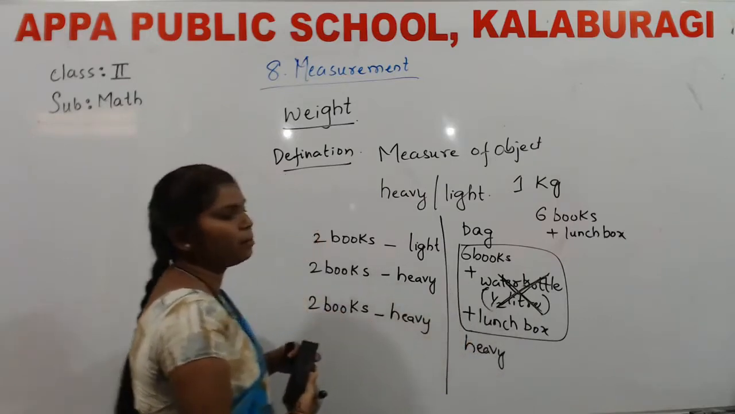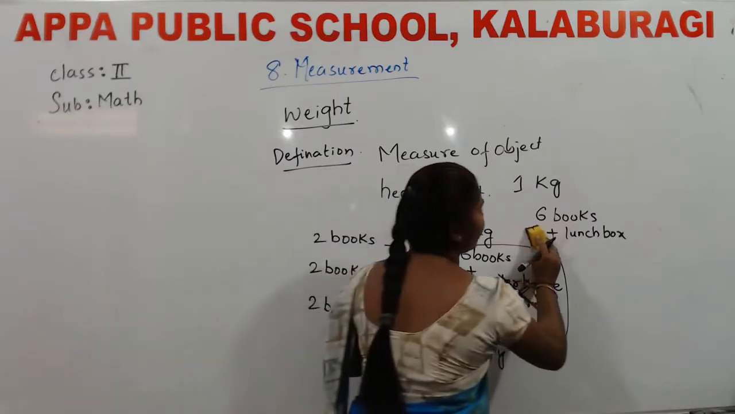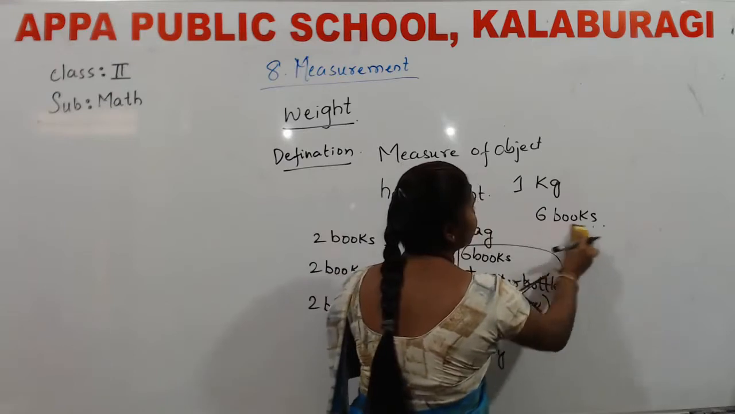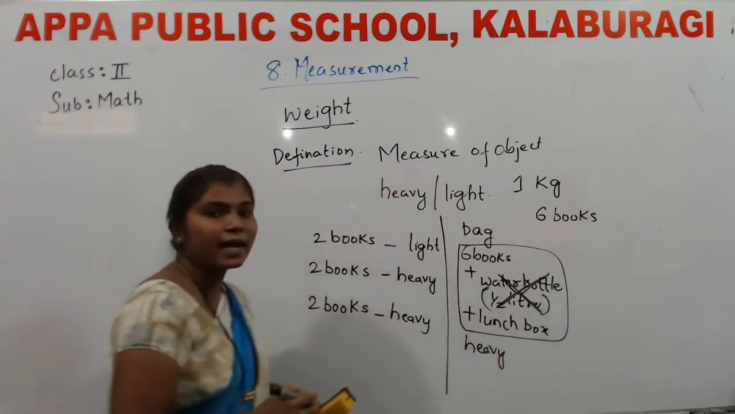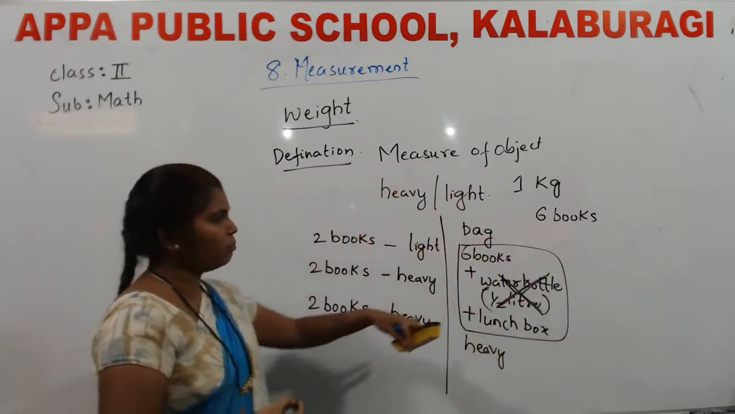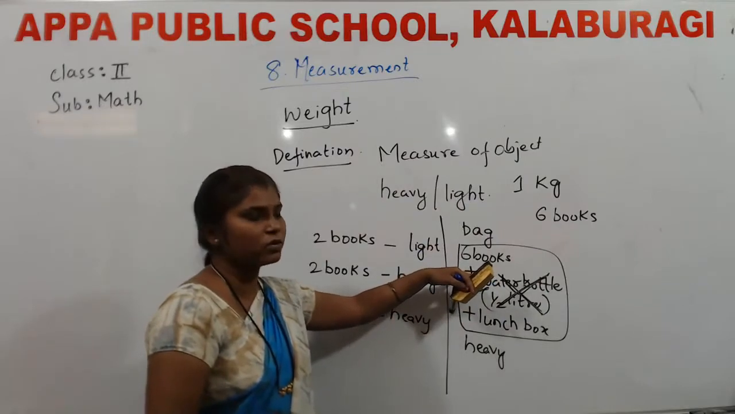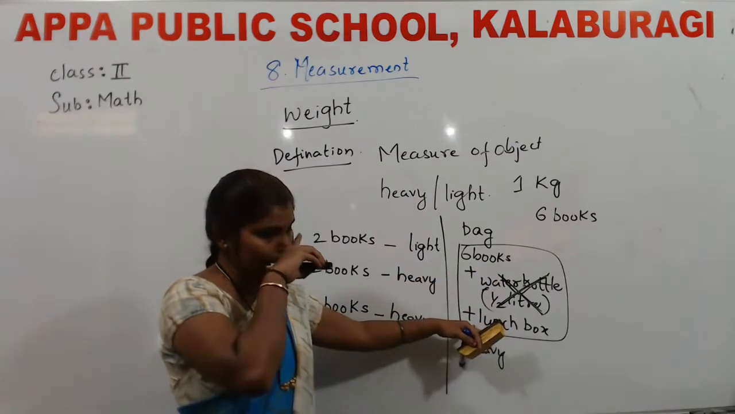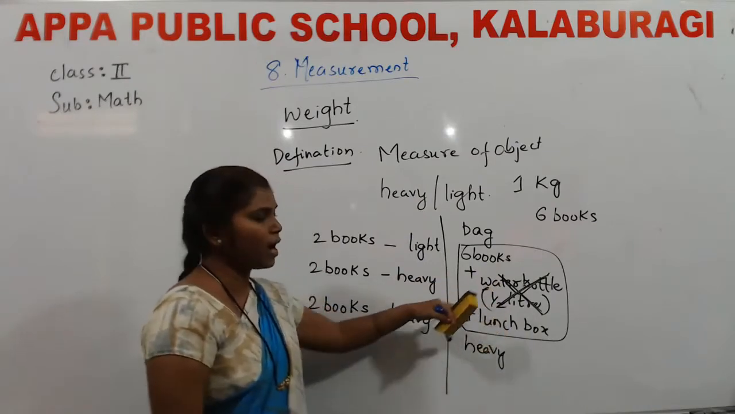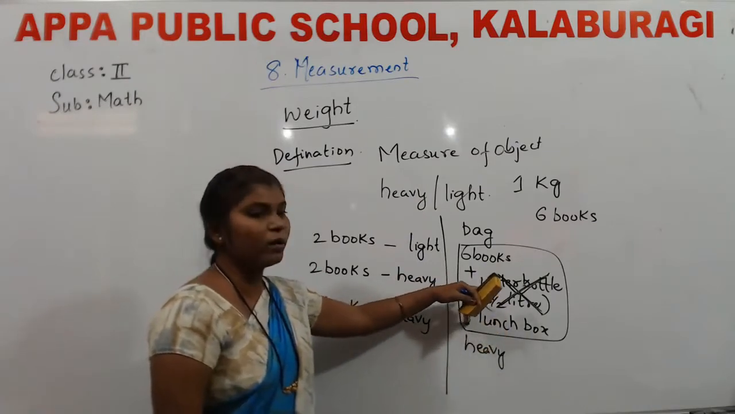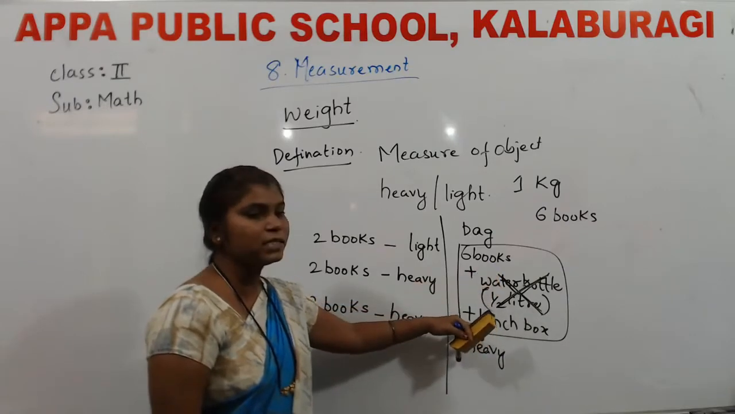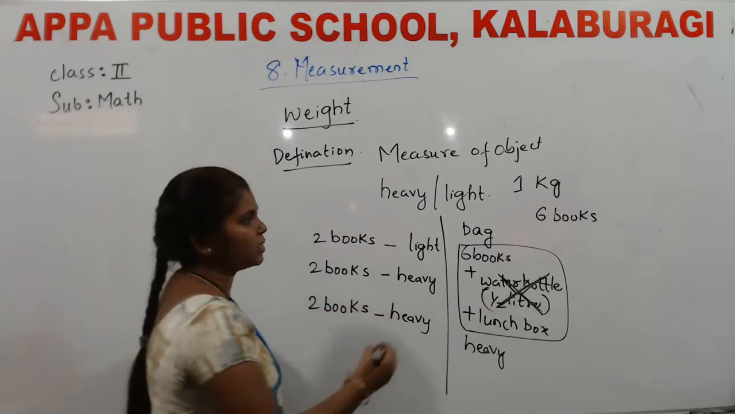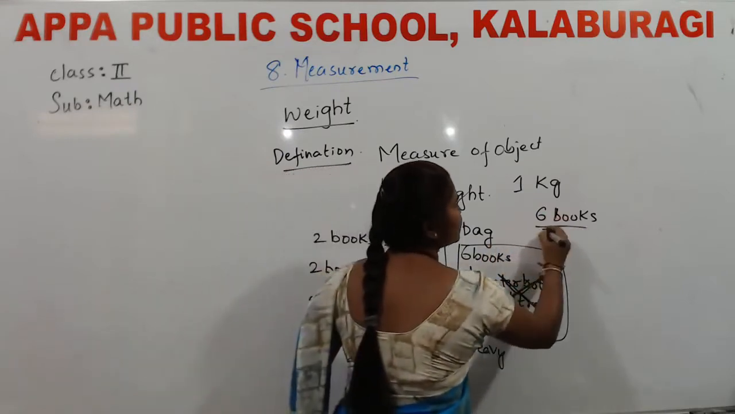Next, what I am doing at lunch time? I am having my lunch. So again, I am removing my lunch box. Now the weight is again reduced, yes or no? Before it was 6 books plus water bottle, next it was the lunch box. Later what did I do? After reaching school, I removed my water bottle. Then at lunch time, I removed my lunch box. Only my bag with 6 books remained.